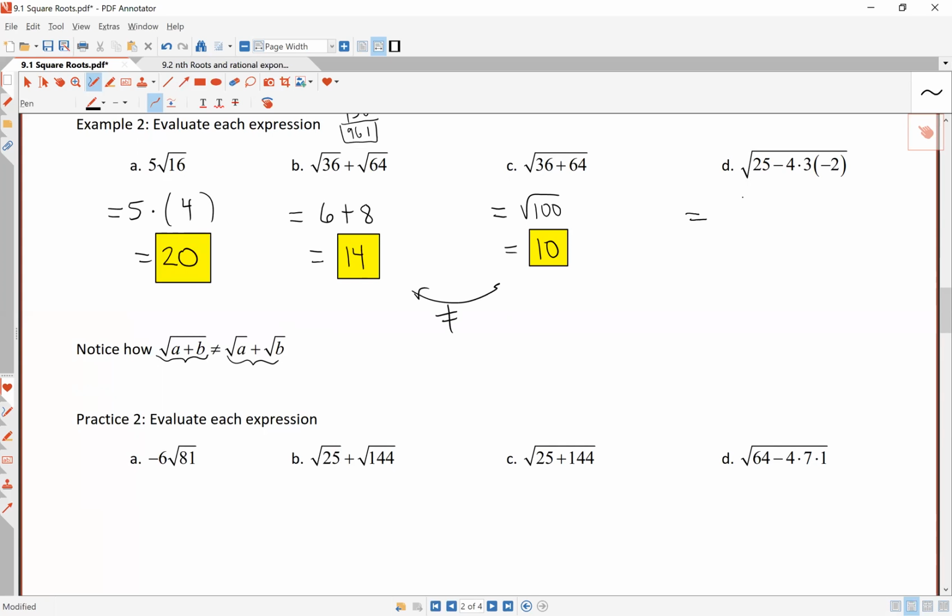And the last one, letter D, we use the order of operations agreement underneath the square root to simplify that. 25 minus 4 times 3 times negative 2. So we would multiply 4 times 3 is 12 times negative 2, which is negative 24. And then those two negatives, 25 plus 24, gives the square root of 49. And that gives us 7.